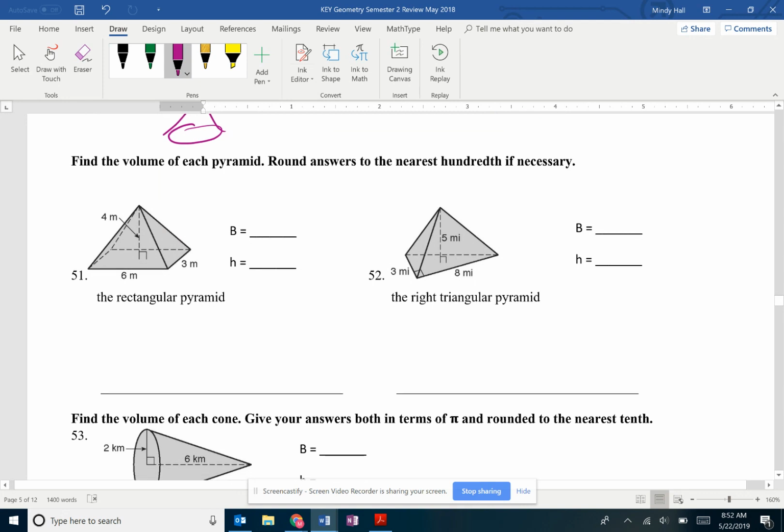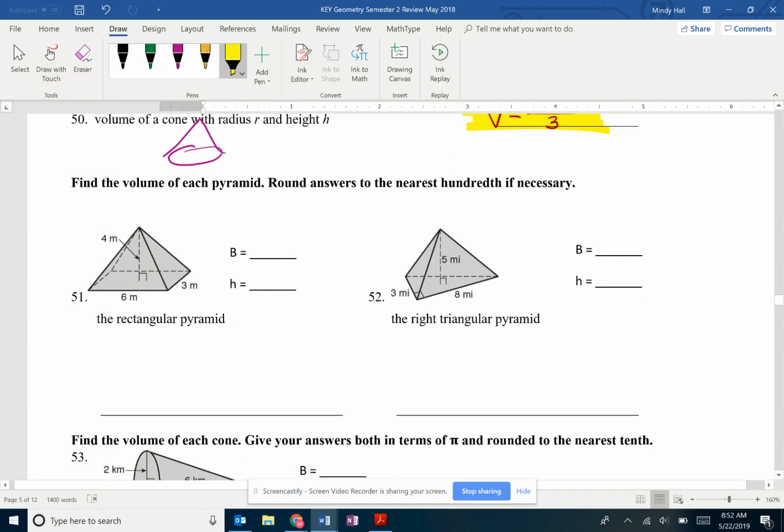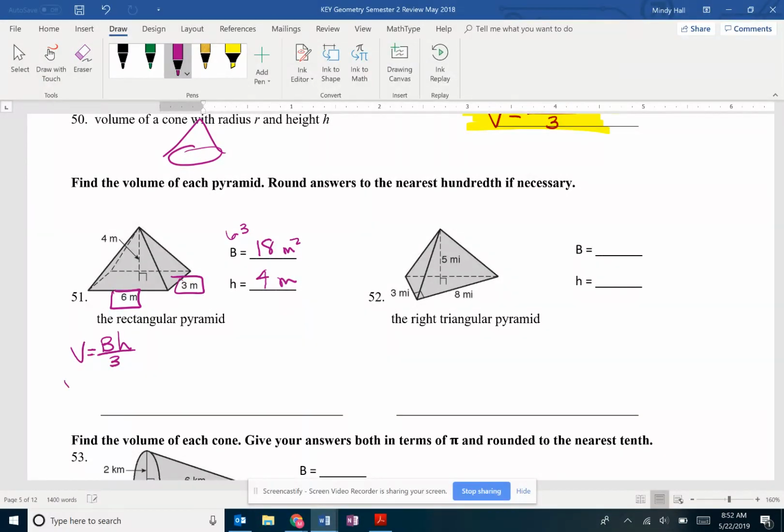So looking at this pyramid, I forgot to highlight, oopsie. But looking at the pyramid, we have a base that is 6 meters by 3 meters, so 6 times 3 is 18 meters squared, and then our height is 4 meters. So then when we are doing this, we're going to have base area times height divided by 3, so that is 18 times 4 divided by 3, and when you put that into your calculator, you get 24 meters cubed.